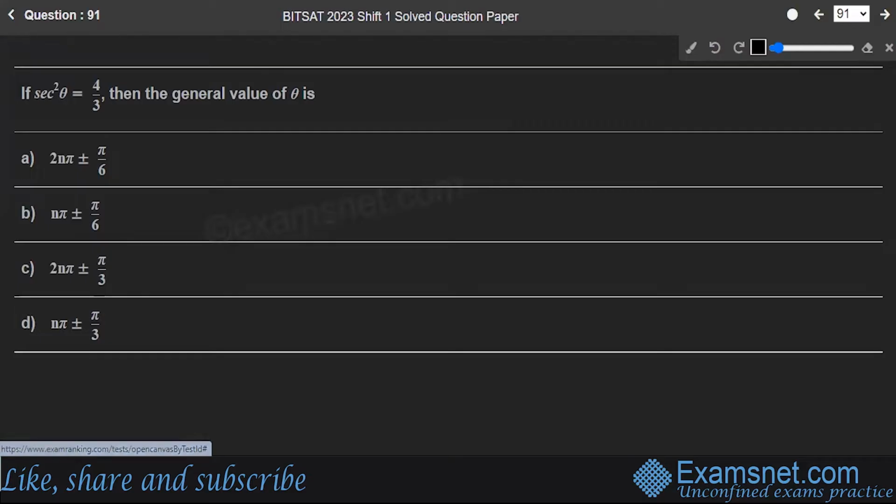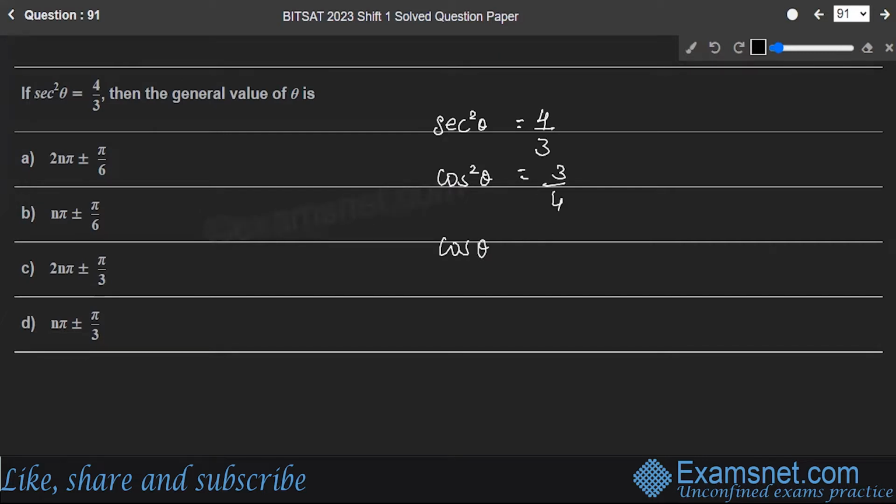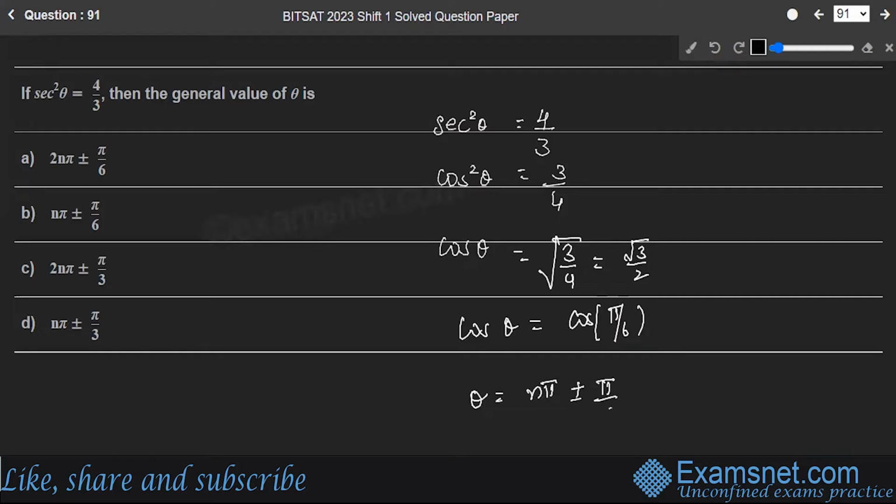First question. It says if secant square theta is 4/3, then the general value of theta is. If you have secant square theta as 4/3, that means cos square theta is equal to 3/4, right? And that means cos theta will be equal to root of 3/4, which is equal to root 3/2. That means cos theta is equal to cos pi/6. So here theta will be equal to n pi plus minus pi/6. That makes option B the correct answer. Hope you understood this.